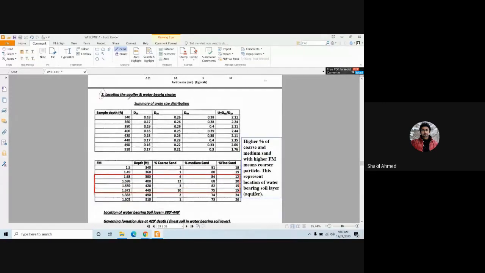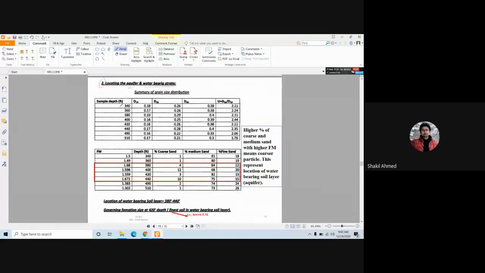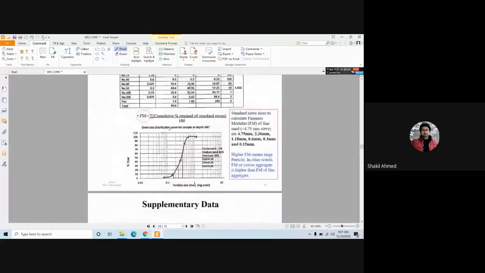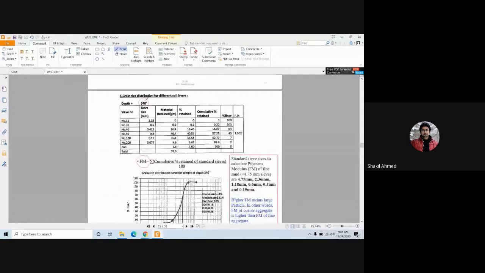Now, number 2 is locating the aquifer and water bearing strata. So, a summary of grain size distribution. Now you make a summary table. You have collected samples at 340 feet, 360 feet, 380 feet. And these are the D10, D30, D60 of all the materials at different depths. You know what is D10? D10 is for 340 feet, okay?